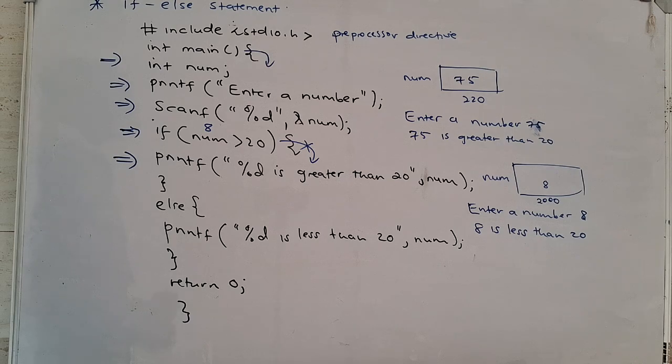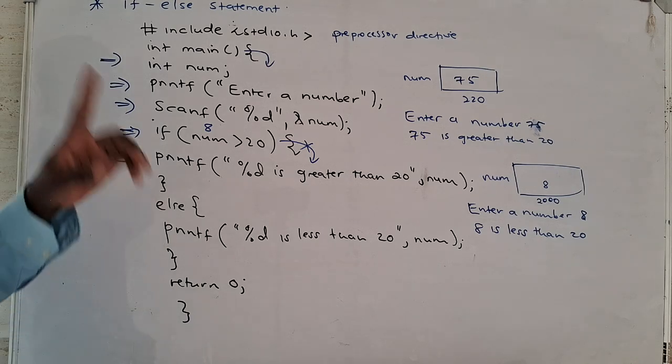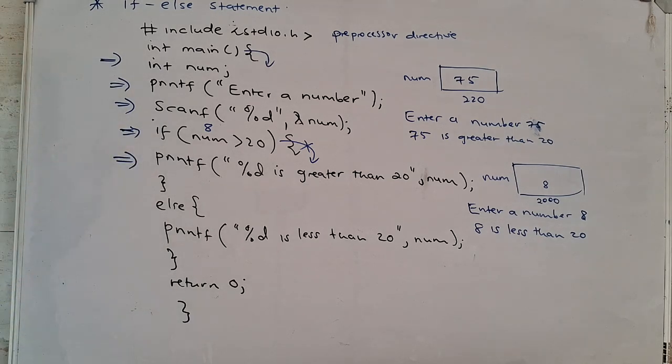So see, we have managed to solve the problem with the simple if statement. Now I'm getting the correct thing. Enter a number. The number I'm entering is 75. 75 is greater than 20. If you are entering a number which is less than 20, it is going to print that number is less than 20. Like enter a number 8. 8 is less than 20.